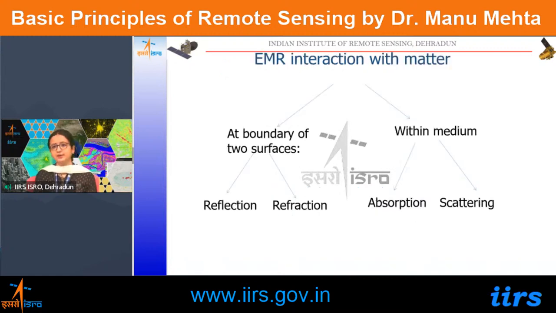Now coming to the interaction of electromagnetic radiation with matter. There are two instances. Either this interaction takes place at the boundary of two surfaces, or this interaction takes place within a single medium.